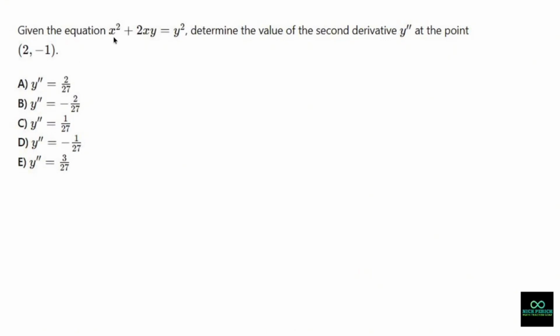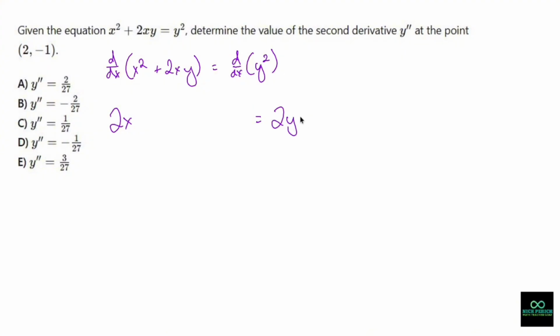Given the equation x squared plus 2xy equals y squared, determine the value of the second derivative at the point 2, negative 1. So this is implicit differentiation. So we're going to d/dx both sides. We're going to d/dx x squared plus 2xy equals the d/dx of y squared. Remember, when you take the derivative of an x, no big deal. If you have to take the derivative of the y, you take the derivative but attach a dy/dx or a y prime. I'm going to use y prime.